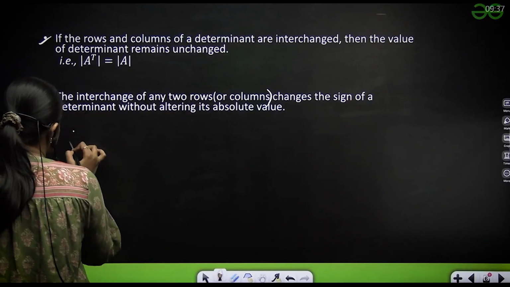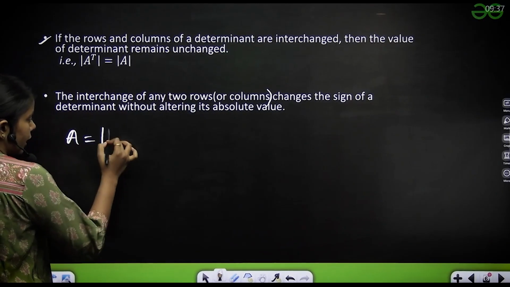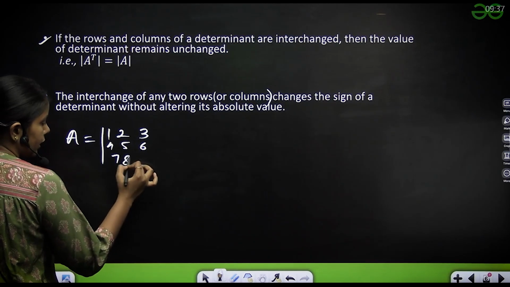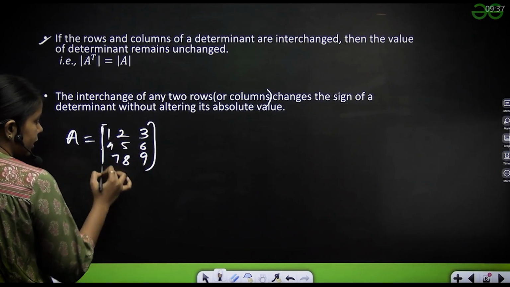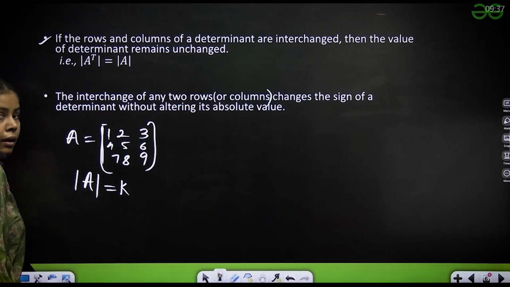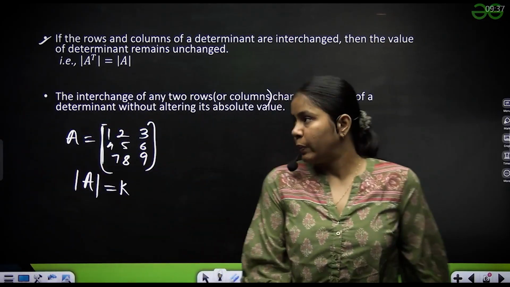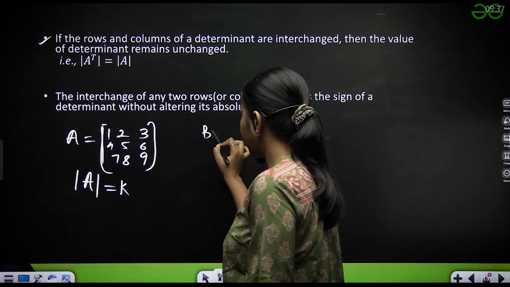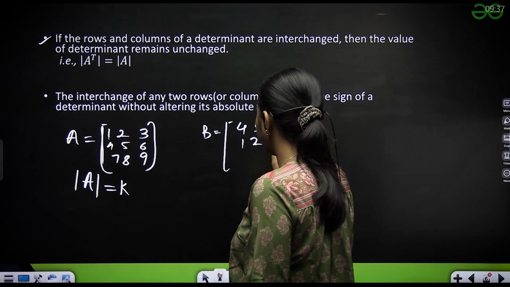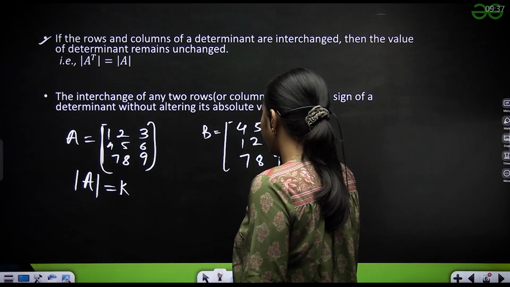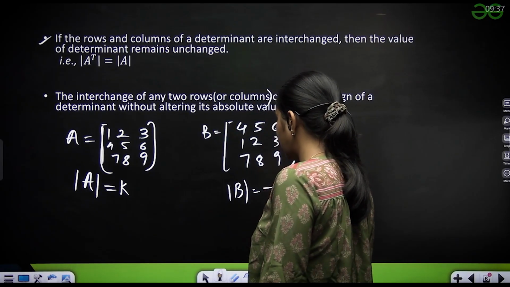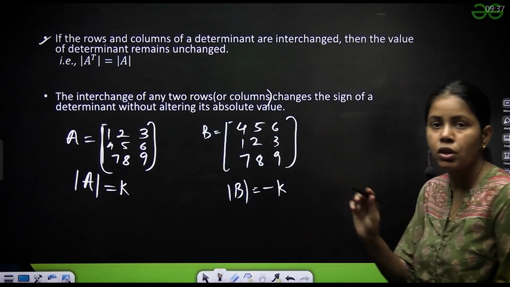Let's suppose the matrix I have here is 1, 2, 3, 4, 5, 6, 7, 8, 9. Let's suppose I am getting the determinant of A as K. I make another matrix B that is 4, 5, 6, 1, 2, 3, 7, 8, 9. Because I have interchanged rows, the determinant of B would be minus K.